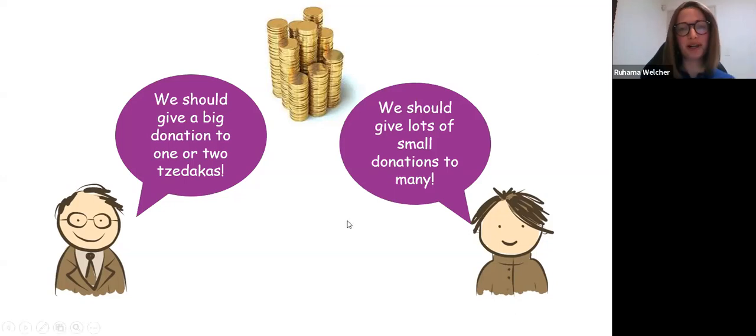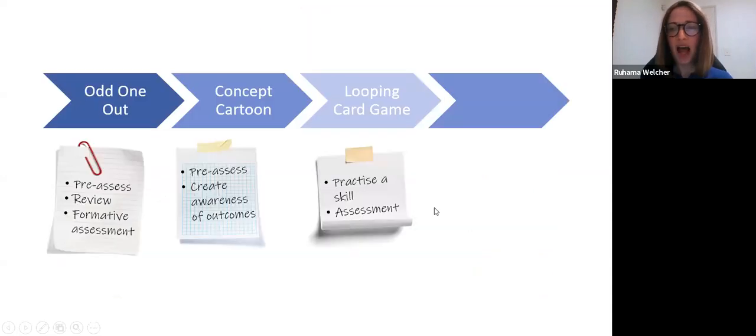Okay, let's move on because I just saw the time. Activity number 3, because I really want to get through all 4 in just half an hour. Activity number 3 is called looping card game, and this is primarily for practicing a skill. You could also use it for assessment, but I would say its primary use is to practice a skill.